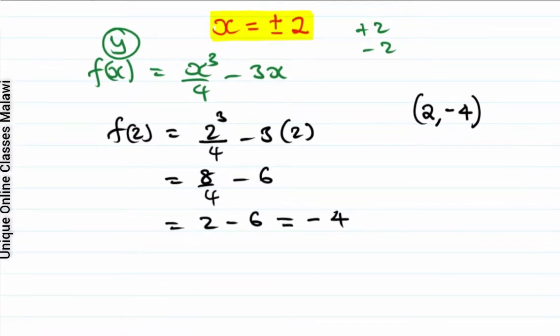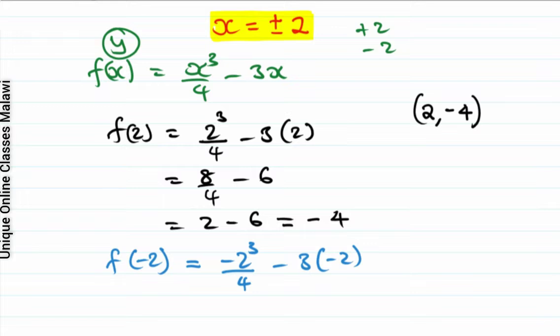Then next there is another critical point when x is negative 2. So we're going to have f of negative 2 is equal to negative 2 cubed divided by 4, then minus 3 times negative 2.